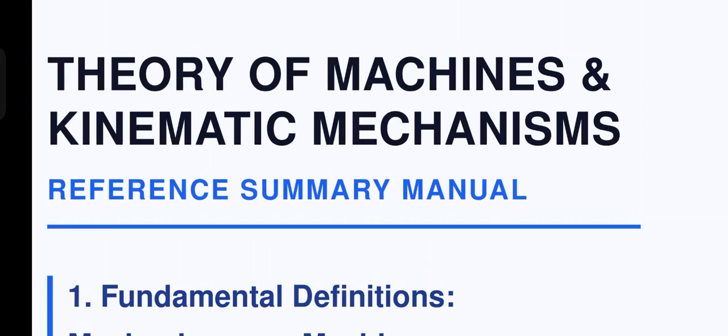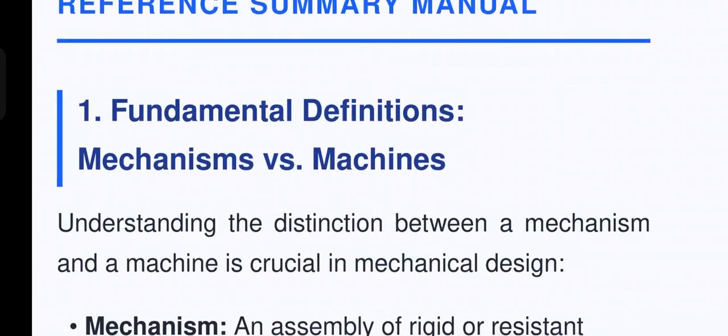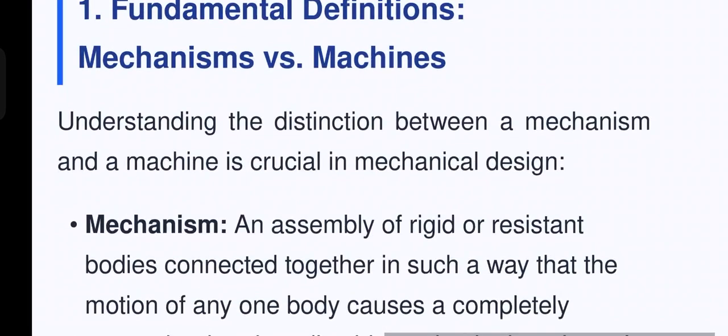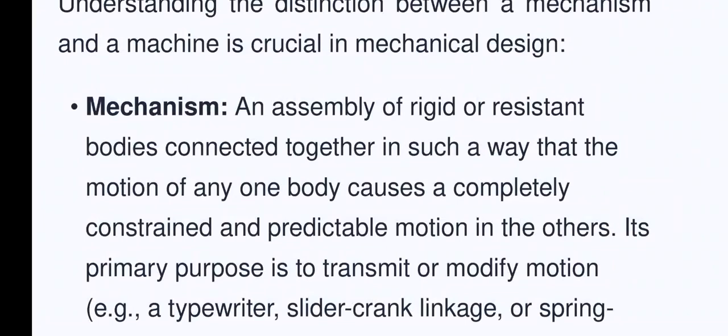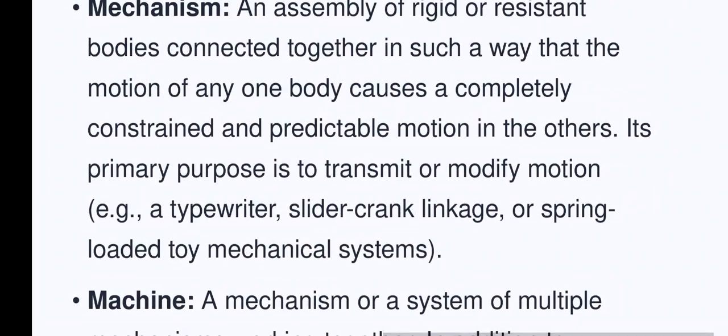Kinematic mechanisms: fundamental definitions, mechanism versus machine. Understanding the distinctions between a mechanism and a machine is crucial in mechanical design. Mechanism: an assembly of rigid or resistant bodies connected together in such a way that the motion of any one body causes a completely constrained and predictable motion in the others. Its primary purpose is to transmit or modify motion. Examples: a typewriter, slider-crank linkage, spring-loaded toy mechanical systems.